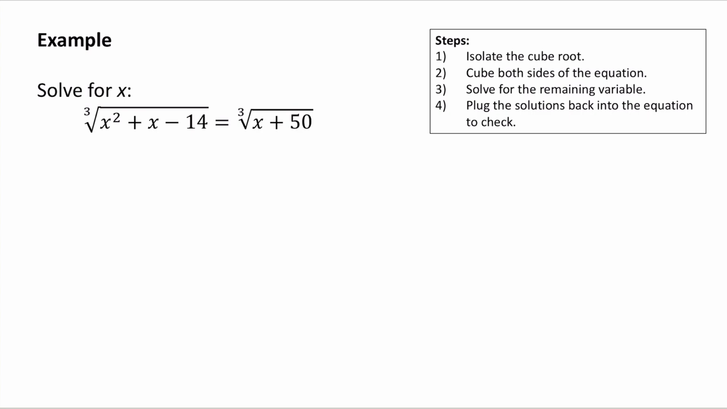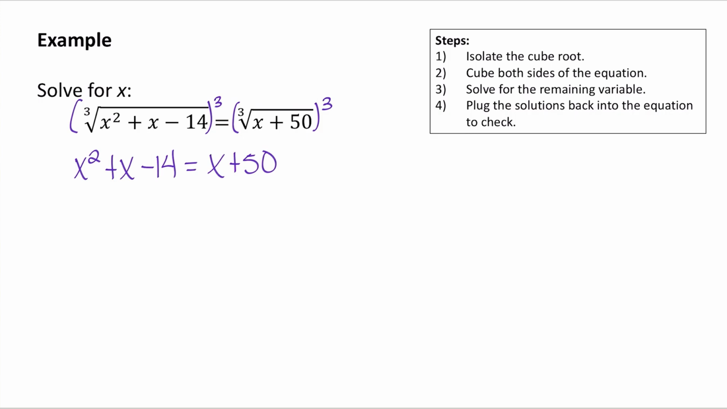We once again have cube roots that are isolated on either side of our equal sign, so we can undo them by raising both sides to the third power. When we do that, we get x squared plus x minus 14 equals x plus 50. Now we need to work on solving this equation.